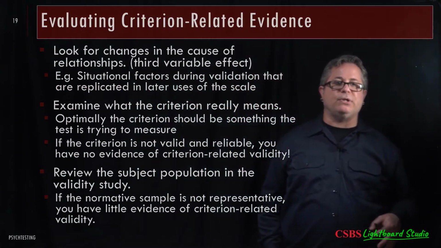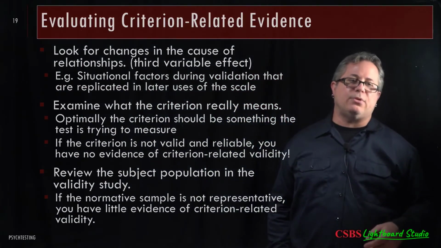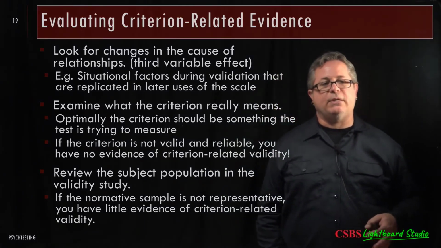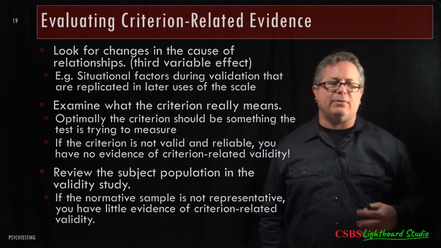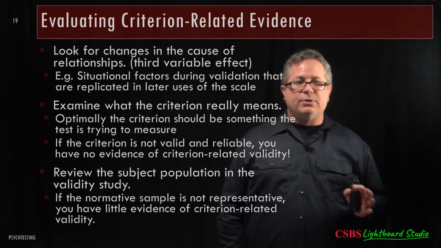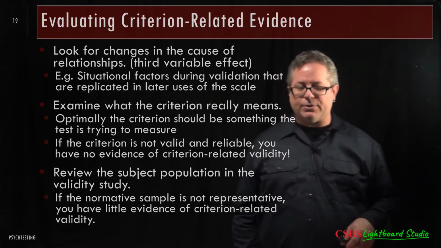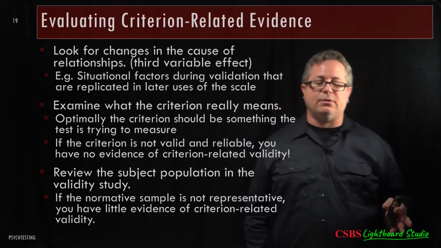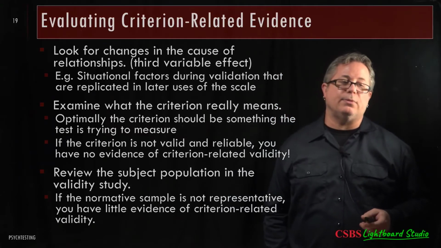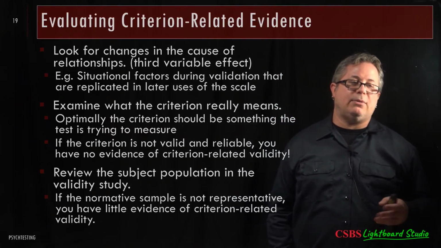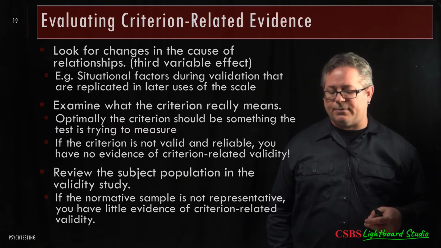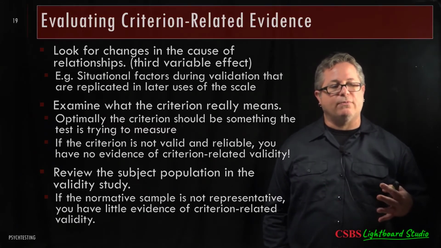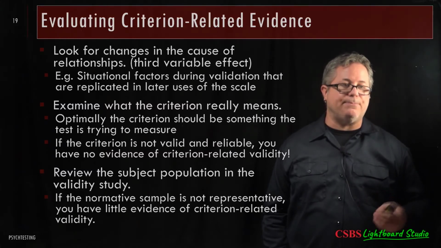So again, still evaluating criterion-related evidence. Look for changes in the causal relationship, oftentimes a third variable effect. So situational factors during validation that are replicated in later use of the scale. So what does that mean? Sometimes a person's depression inventory score and their clinical diagnosis with a psychiatrist may be highly related, especially if it's concurrent, because there was recently a death in their family that's triggering both of those things, making them seem more related.